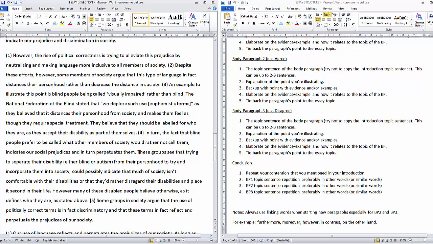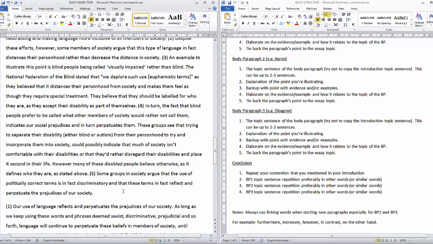These groups see that trying to separate the disability, either blind or autism, from their personhood to try and incorporate them into society could possibly indicate that much of society isn't comfortable with their disabilities, or that they'd rather disregard their disabilities and place it second in life. However, many of these disabled people believe otherwise, as it defines who they are. So there I've given a very detailed and elaborate explanation of the point and the example, and then linking it back to the topic of the body paragraph.